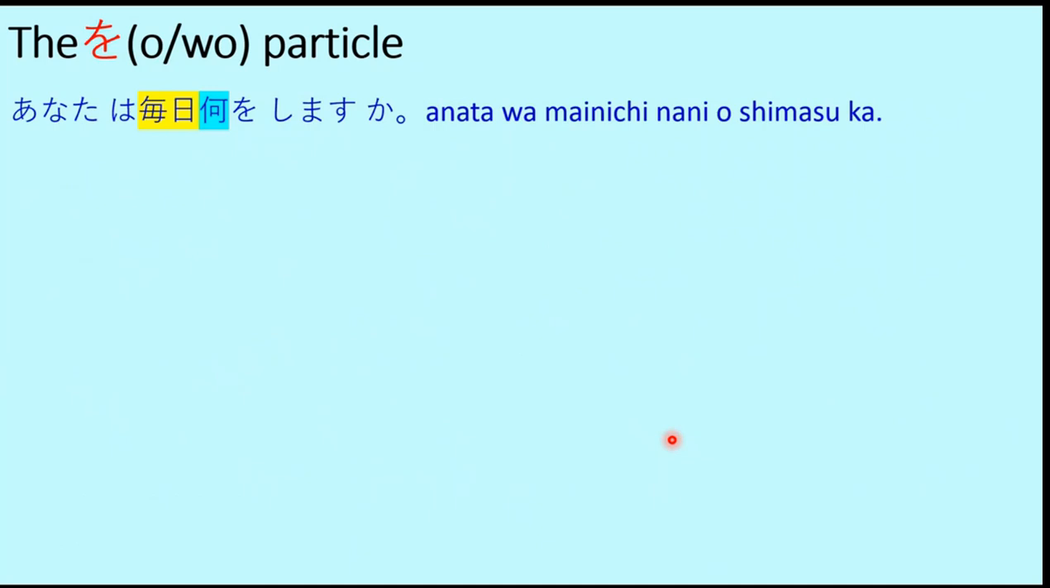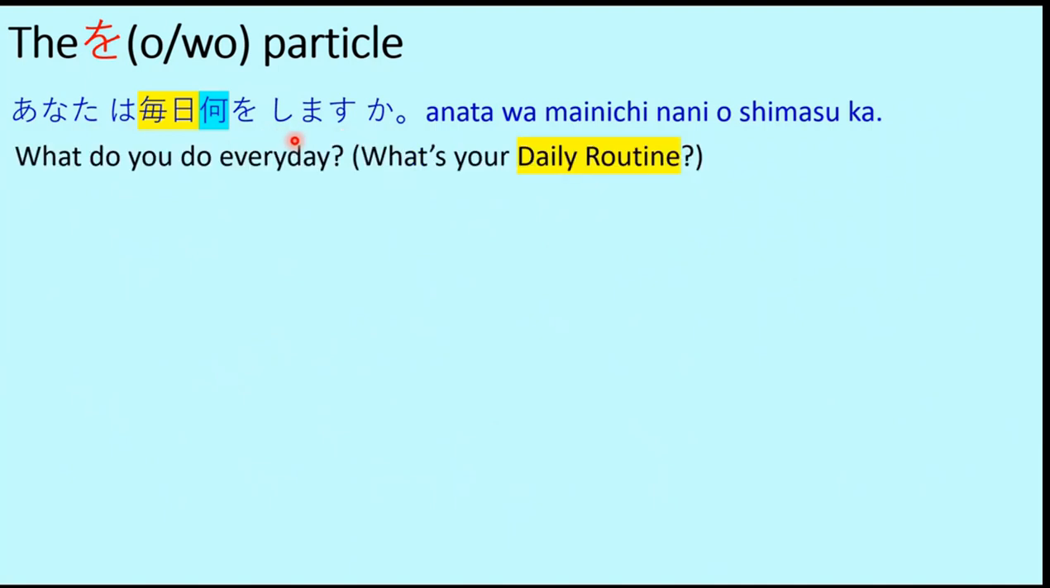So let's see now. Anata wa mainichi nani o shimasu ka? Now, what does that mean? Anata, we know it is used to represent you or yourself. Anata wa mainichi, that means yourself daily. Nan or nani, that means what? O shimasu. Shimasu means to do. So, yourself daily, what do? That means what do you do every day?